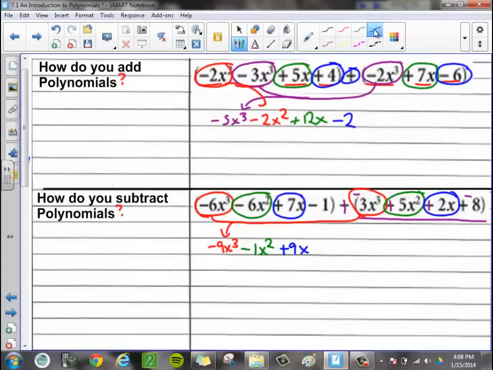And lastly, hopefully you guys can read this, this is in yellow. We've got negative 1 plus negative 8. Well, if you have negative 1 and you add more negatives to that, actually 8, you should get negative 9. I'm going to write that in black. That's just hard to see. We've got negative 9. So our polynomial, once we subtract them, is negative 9x to the third minus x squared plus 9x minus 9.